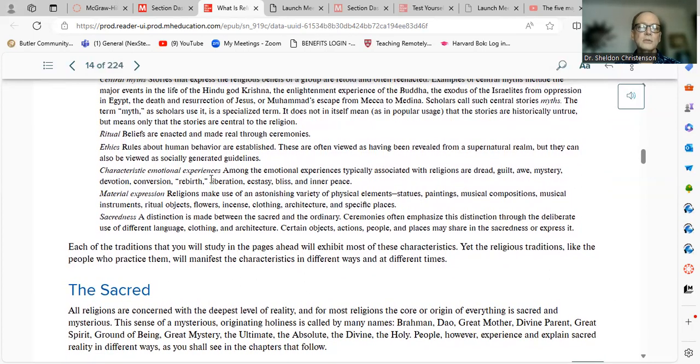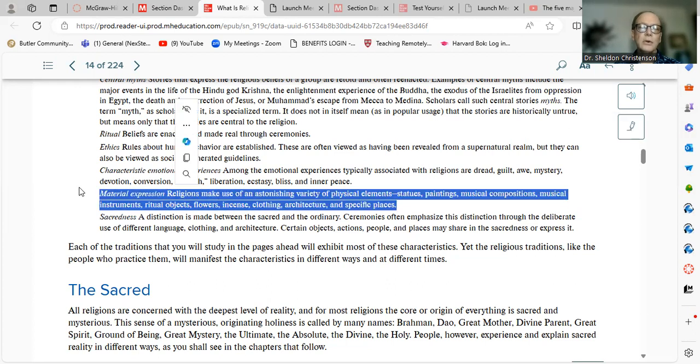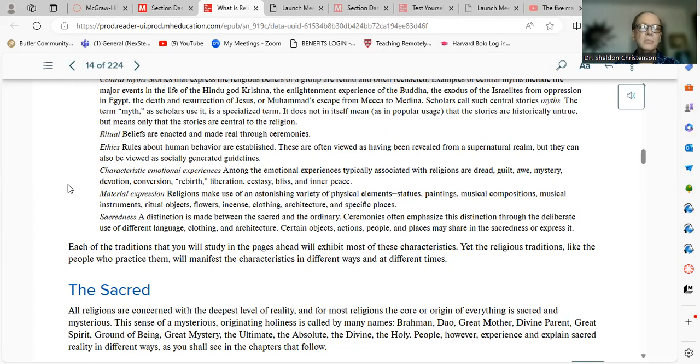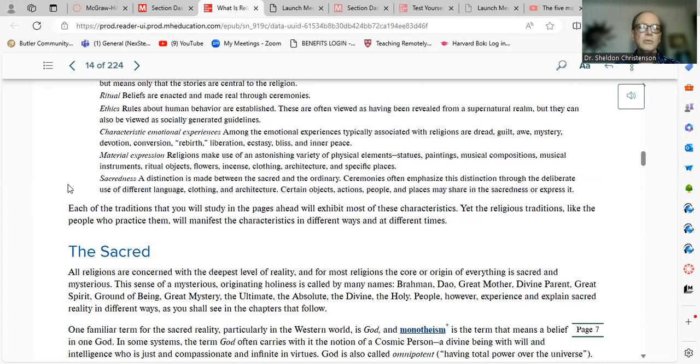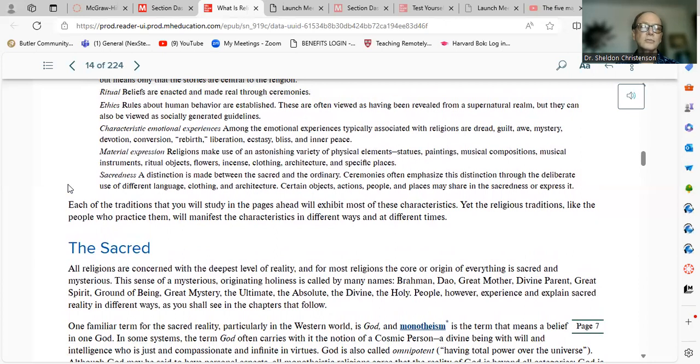There'll be characteristic emotional experiences, anything from dread, guilt, awe, mystery, to devotion, conversion, rebirth, liberation, ecstasy, bliss, and inner peace. All possible in a religious experience. There's going to be material expression: statues, paintings, stained glass windows, music, flowers, the kind of clothing people wear, the structure of architecture.